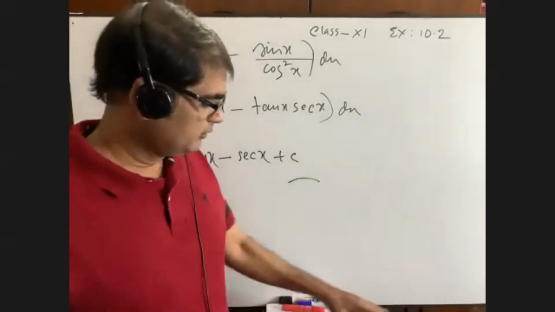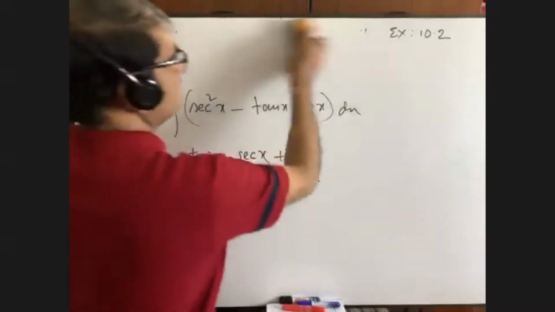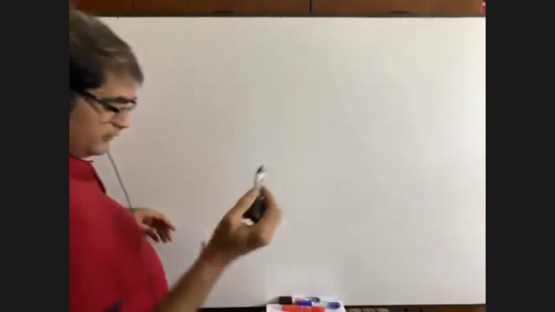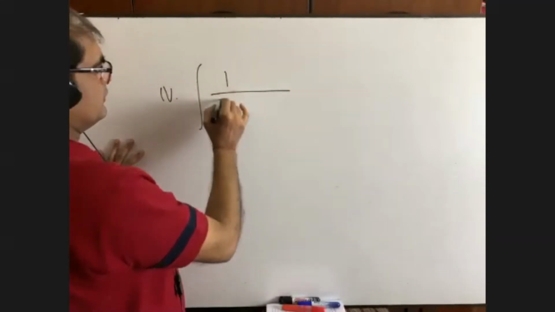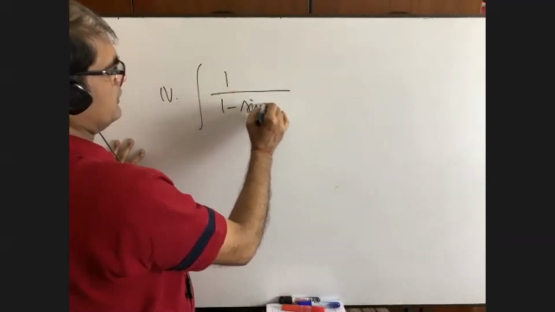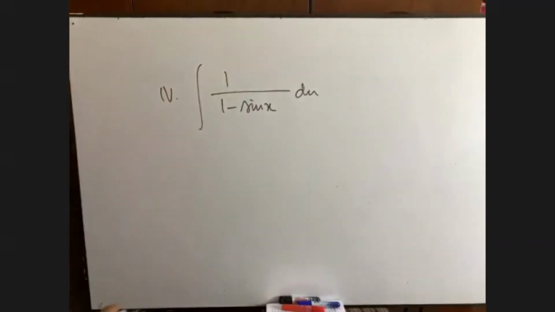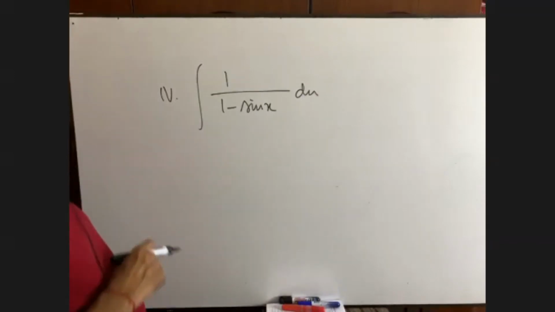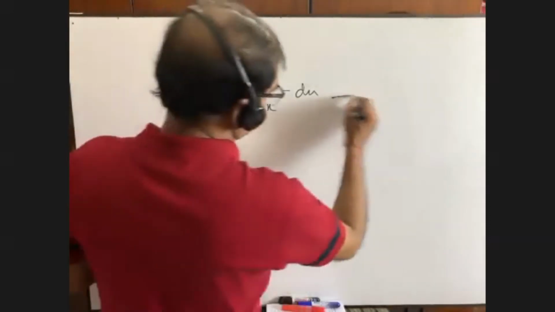Now, if a math is given like this, number 4, 1 by 1 minus sin x. Now, can you do this math? Yes, you can do this math. Only a plus will be the difference. It will differ from the previous math by only a plus sign. Homework.